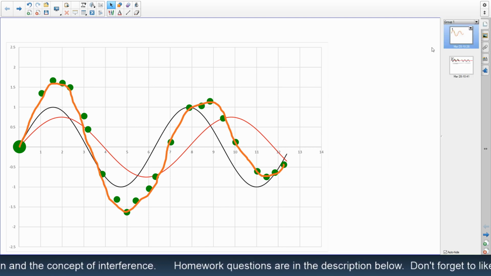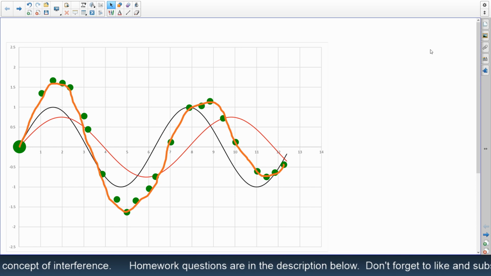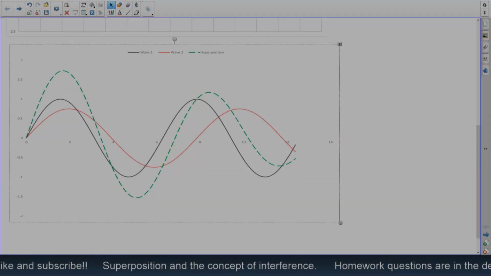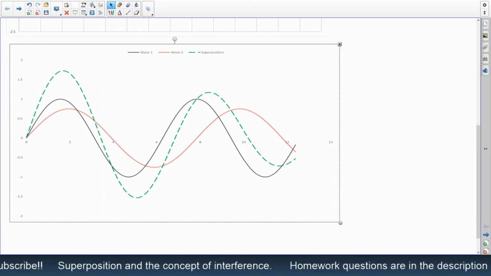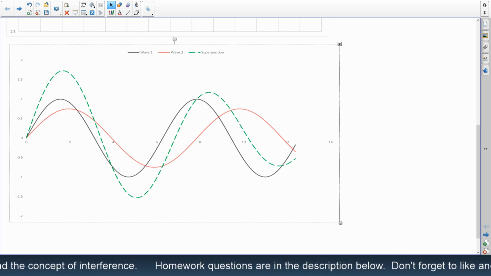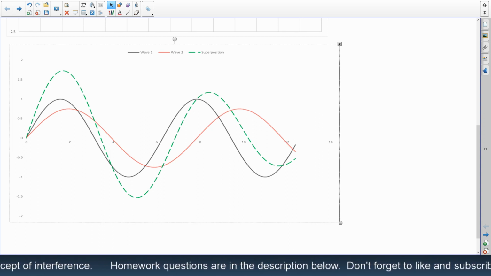Okay, now handy if we had the actual answer. So let's go and get the actual answer. So here is the final answer generated by Excel. We have our two waves, our black wave and our red wave, slightly offset. And then the dotted green line is the superposition that we're meant to have.